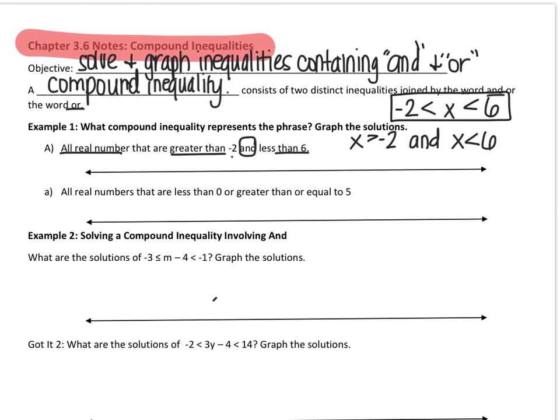Then they ask you to graph it. So make sure you fit both numbers on the number line. 1, 2, 3, 4, 5, 6. If there is no equal sign under the inequality, it's an open circle. So that's an open circle on -2 and 6. Then you shade in the direction of all the numbers that are both greater than -2 and less than 6. So those are the numbers between the two.